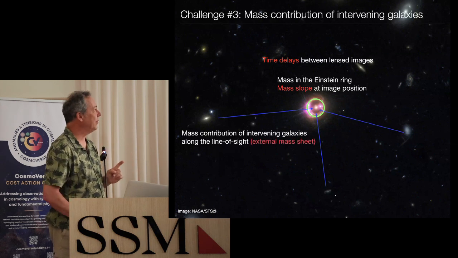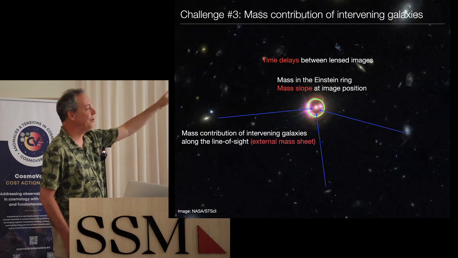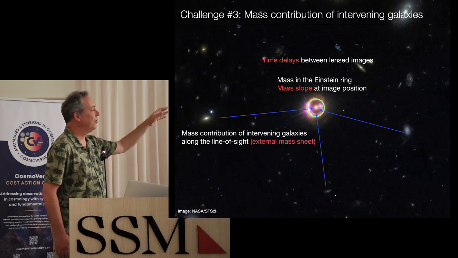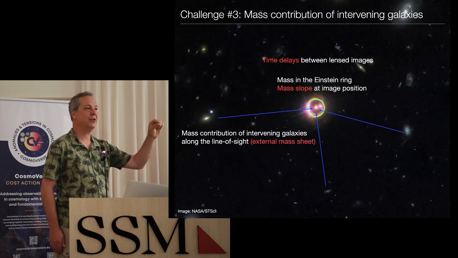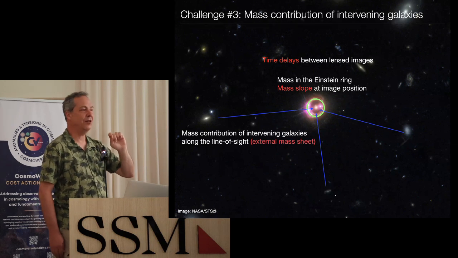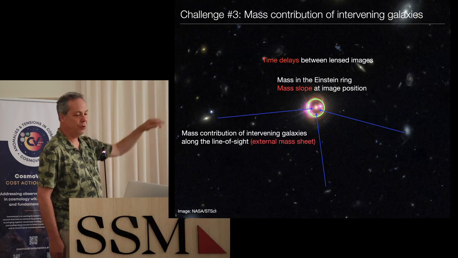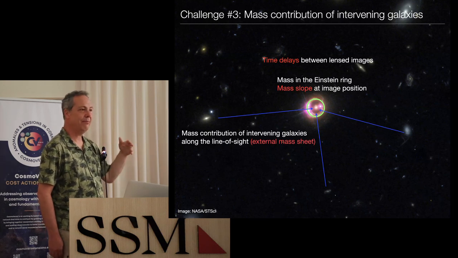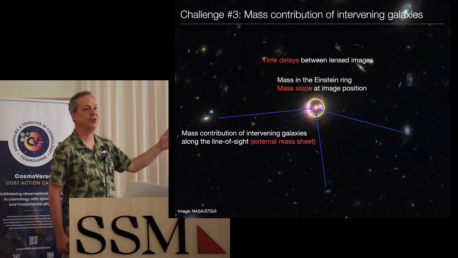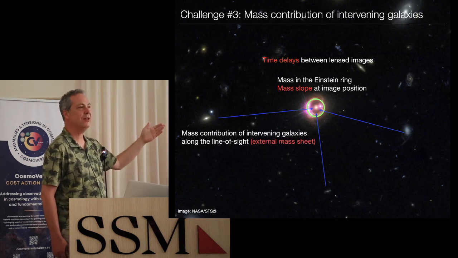Now, it's not the only ingredient. You also need to account for all the stuff along the line of sight. So if you have, let's say, a nearby satellite next to the lens, you include this explicitly in the model. And if it's far away, like the blue lines here, you still have mass contributing to the lensing potential, and we correct for this in a statistical way.